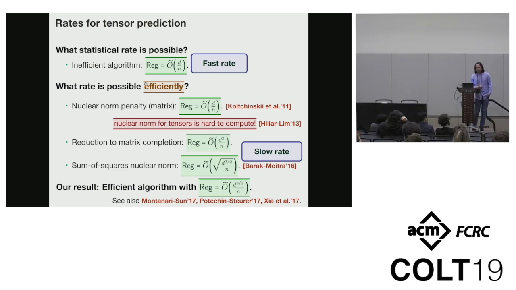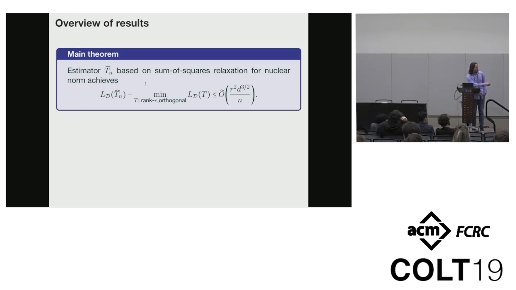So in a little bit more detail, our main theorem is the following. We show that if you do least squares with a constraint based on a sum of squares relaxation for the tensor nuclear norm, then your risk relative to the risk of the best rank R orthogonal tensor goes as d to the 3 halves over n with a polynomial dependence on R.